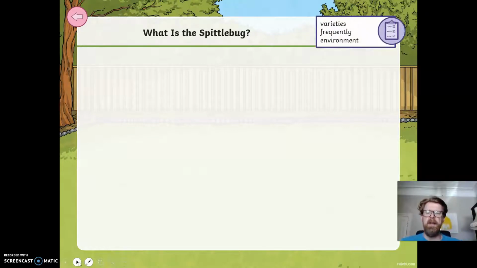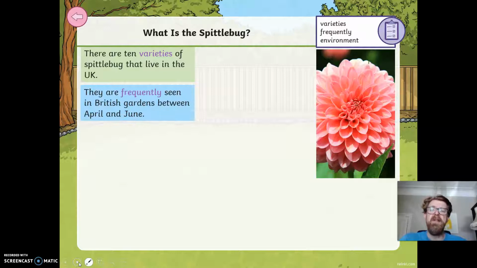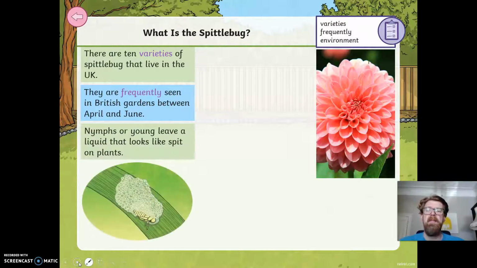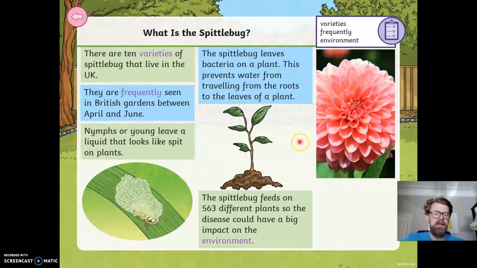So, what is the spittlebug? So there are 10 varieties of spittlebug. Again, I thought there was one. They are frequently seen in British gardens between April and June, so they are around right now. The nymphs of the young leave a liquid that looks like spit on plants. And I know most of you would have noticed these in the past, wondered what it was. Some of you would have known that there's an insect inside it. And there's bacteria that's left on the plant, and this stops the water travelling from the roots to the leaves of the plant, which obviously has a devastating effect.